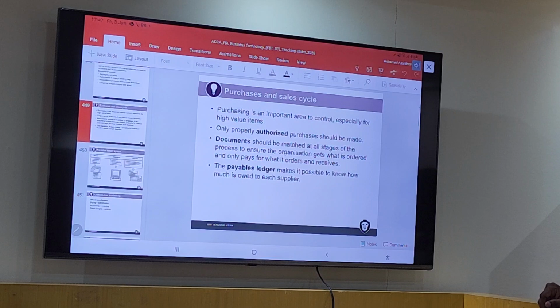Goods receipt note. Goods receipt. Before you issue the check, the paying clerk should match these three things. And then confirm that all are matching, then only you issue the payment. This is known as three-way match.